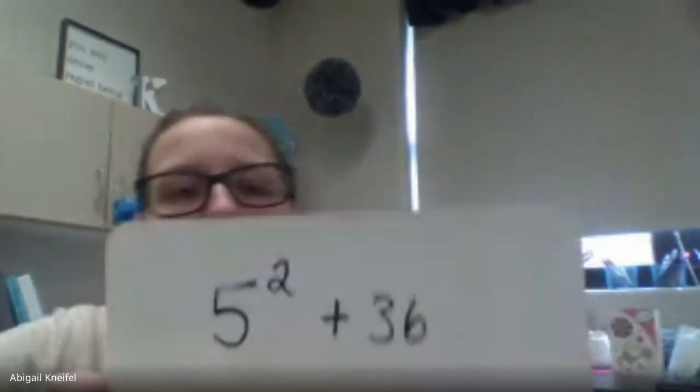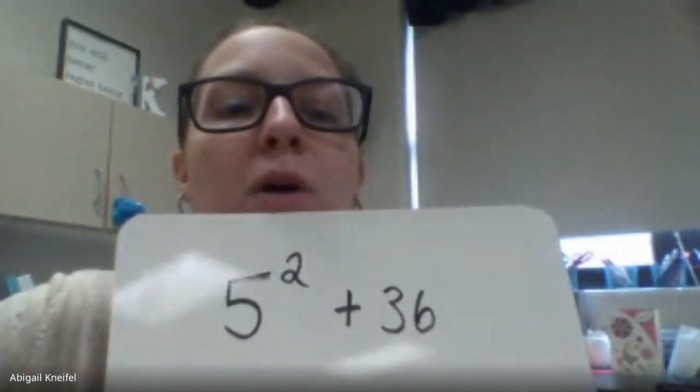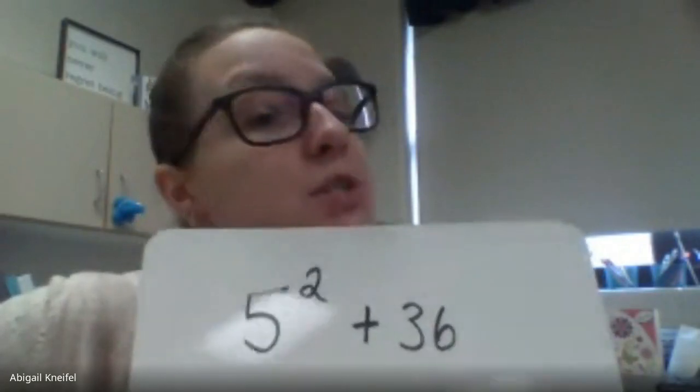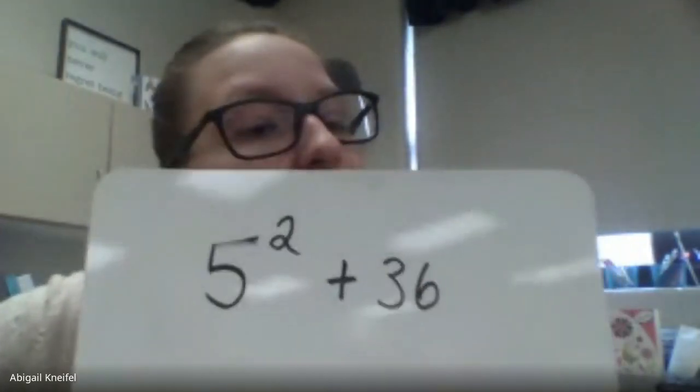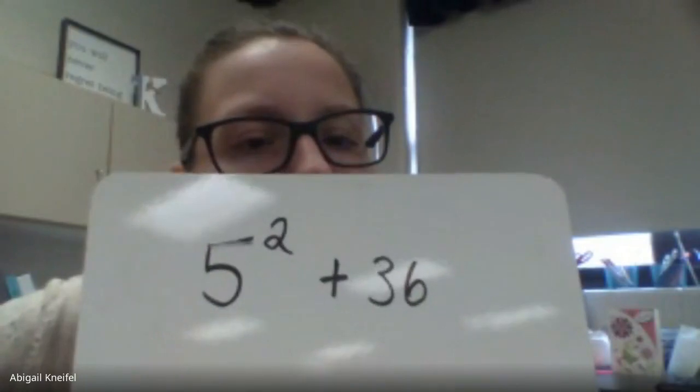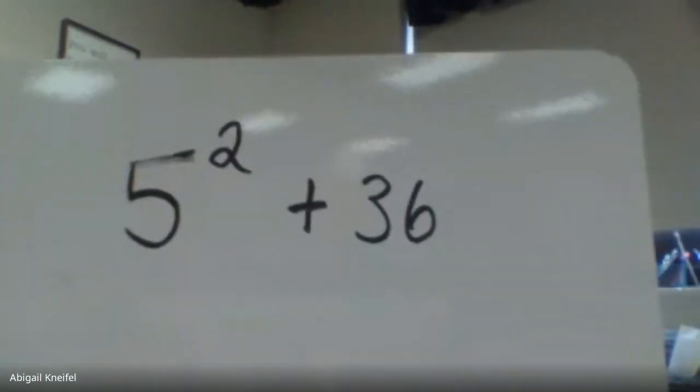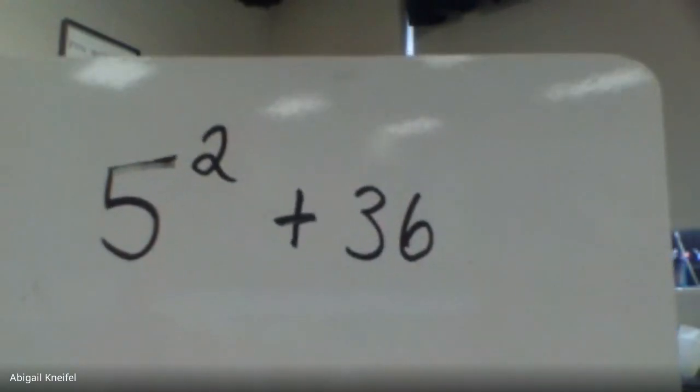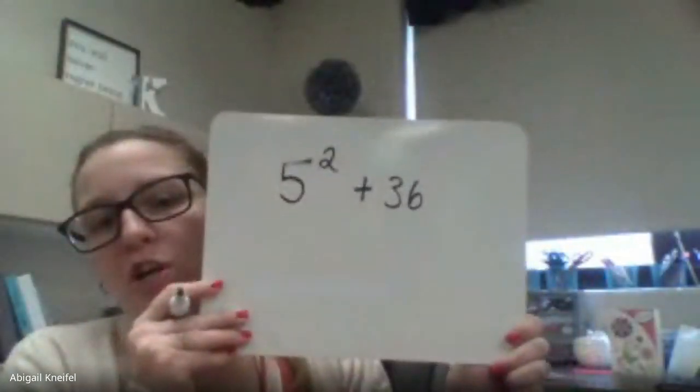All right. 5 to the second power, not 5 times 2, 5 to the second power plus 36.